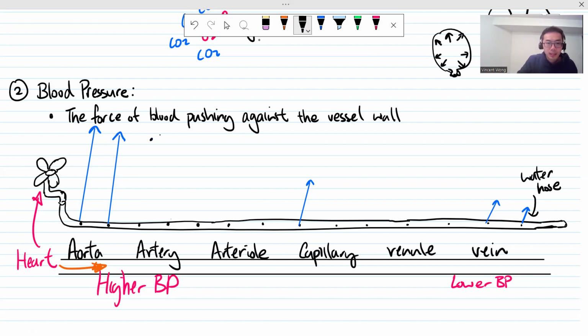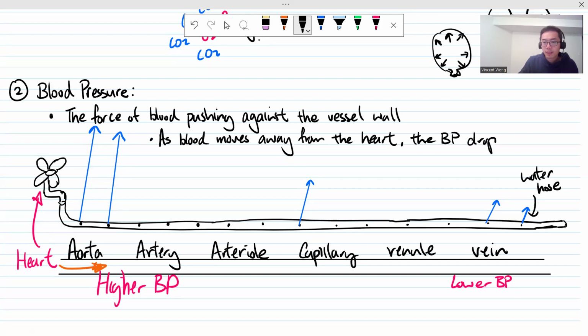Right? Is that how the blood pressure is measured? Not entirely. But yeah, I think we're gonna get to that later on. Okay, so keep that in mind. As blood moves away from the heart, the BP, the blood pressure drops.